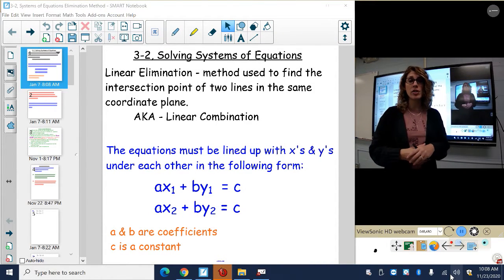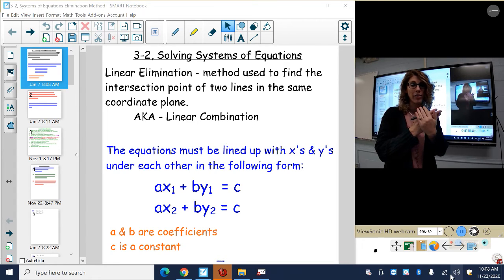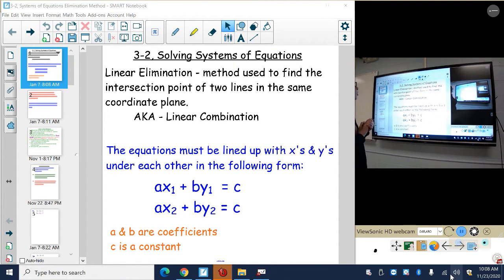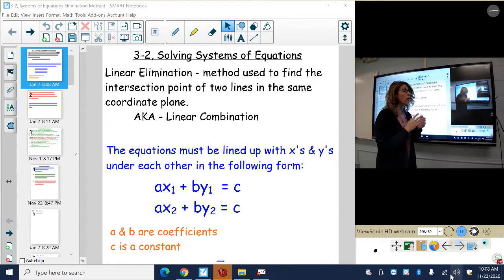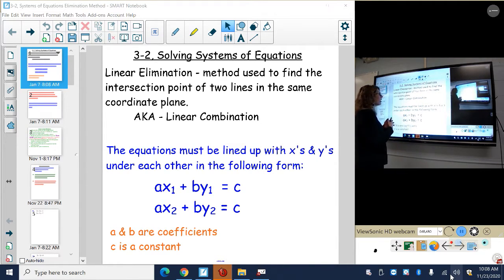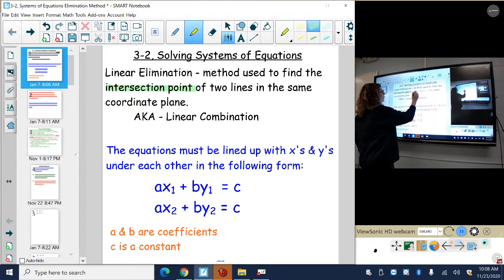We're going to take two equations out in space, and we're going to find where those two equations are going to cross each other, and we're going to find that point of intersection. That point of intersection is what you will see me write on the board as a POI. Okay? So there are several processes to find the point of intersection. The one that we're going to utilize today is called linear elimination. It's a method used to find the intersection point of two lines in the same coordinate plane.